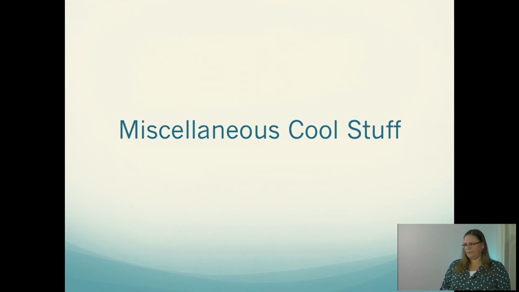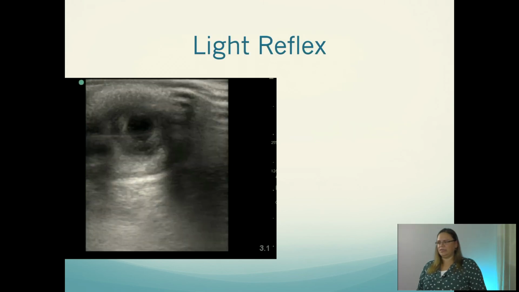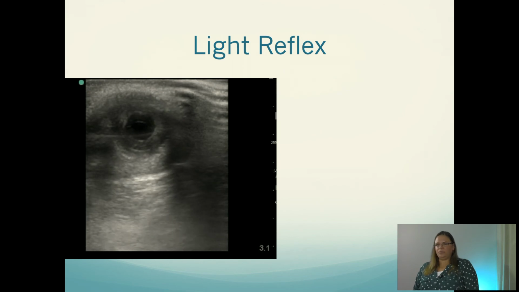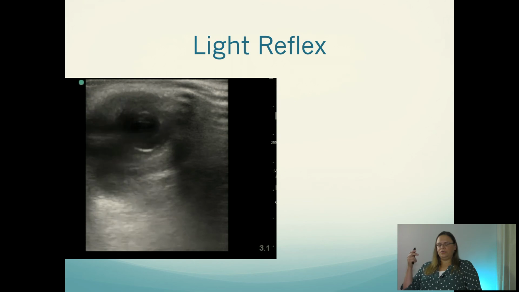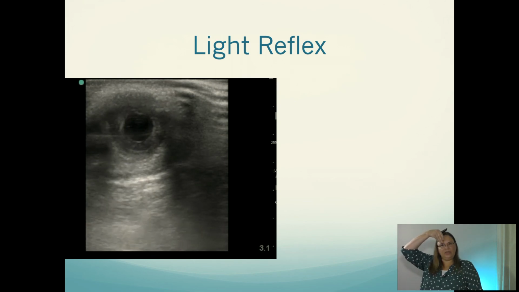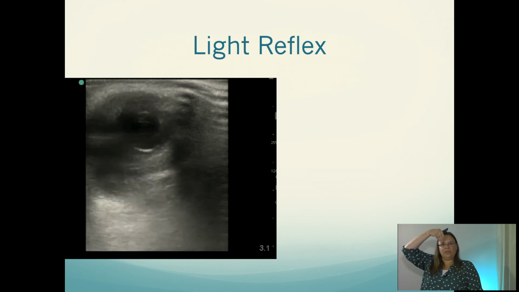All right. Then we'll quickly talk about some miscellaneous cool stuff that you can see with ultrasound, and these things are typically things that you might find incidentally but are interesting. One of the things that is useful is that you can assess for pupillary light reflex using ultrasound, and what you're going to have to do is have the patient look straight down towards their feet, and you're going to angle the ultrasound probe almost parallel to their body.